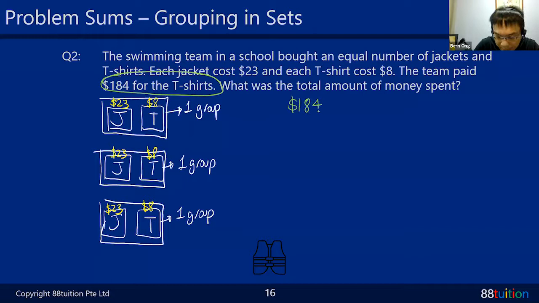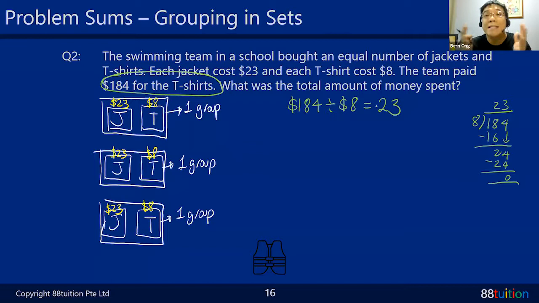Can you see that? So you do your working. $184 divided by 8. 8 times 2, 16. 2, bring down the 4. 8 times 3 is 24. Oh, so there's 23 what? There are 23 sets. There are 23 groups. There are 23 groups of this. And remember, one group got what? One group got one jacket and one t-shirt. Jamaica, $713 is correct. So 184 divided by 8 means what?